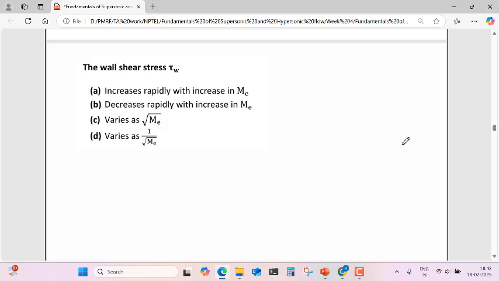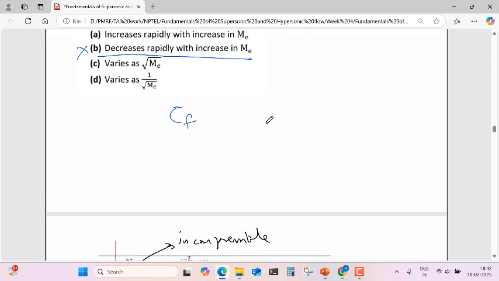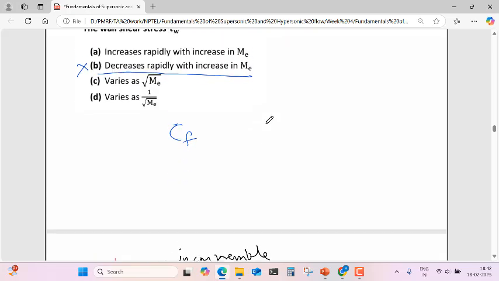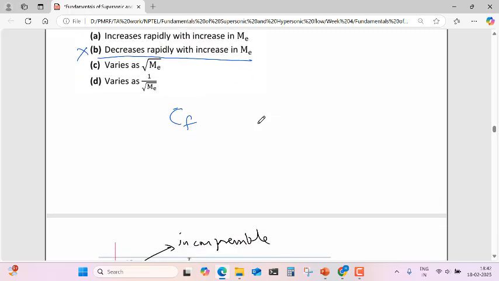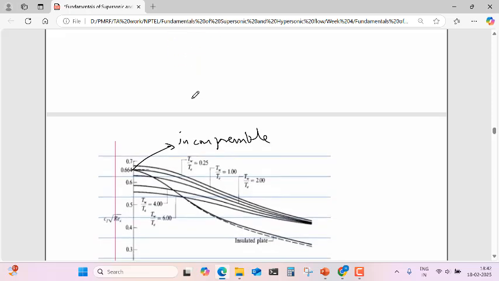Sir, it decreases rapidly with increase in Mach number, sir. No, it does not decrease. So how did I reach this conclusion? Did you reach it based on the CF? Yes, sir. CF decreases but it will increase with C.